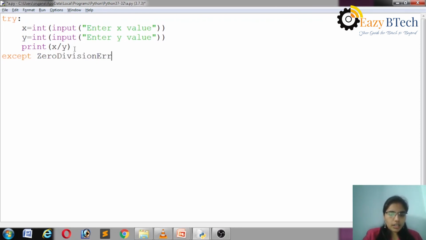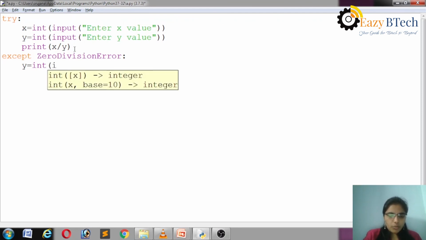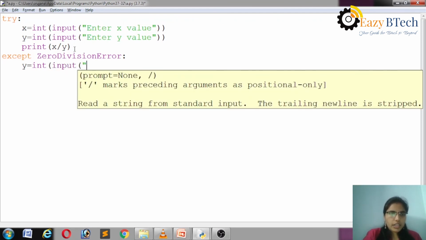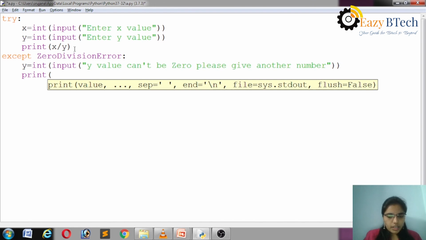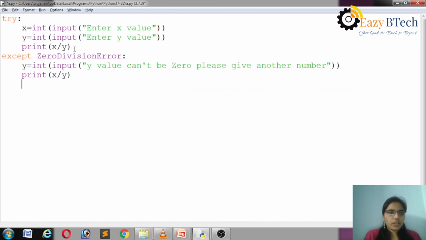In the ZeroDivisionError block, I am writing: y is equal to int of input, y value can't be 0, please give another number. Now print x by y.